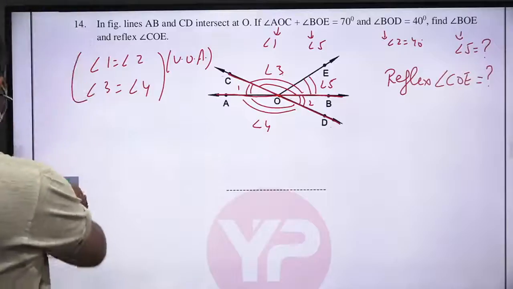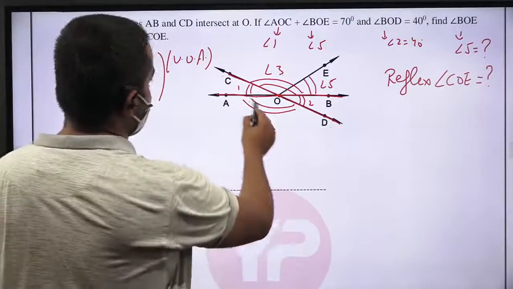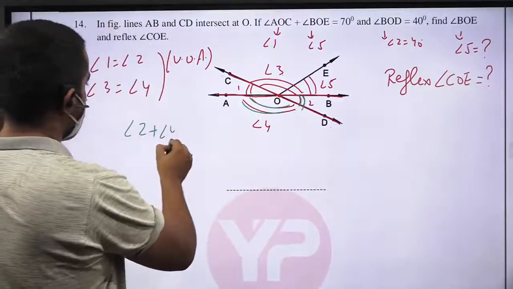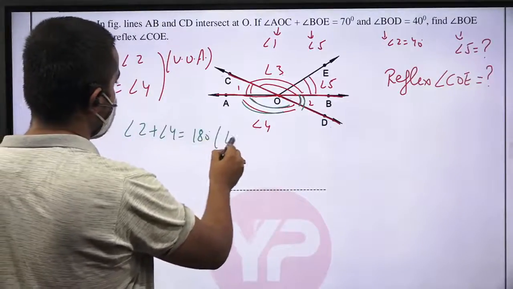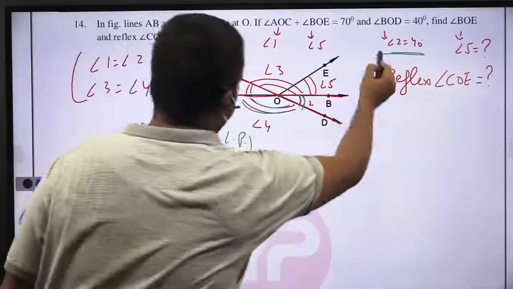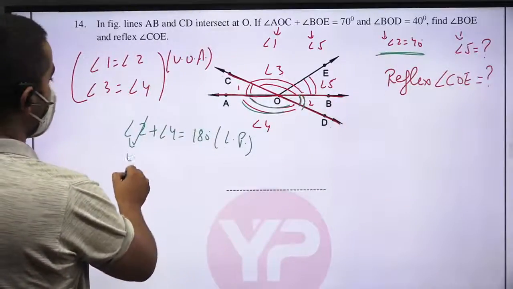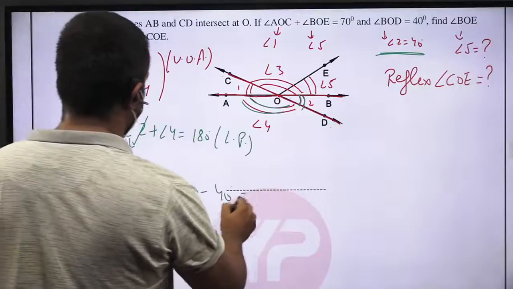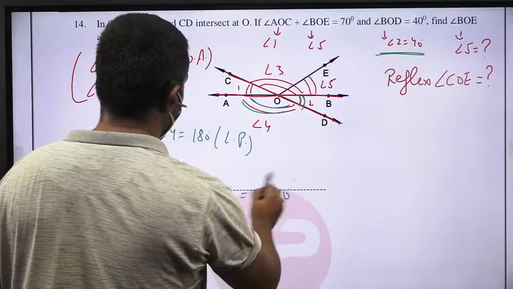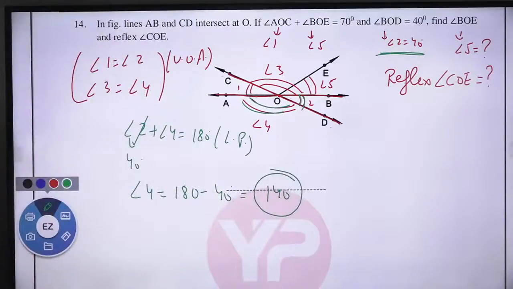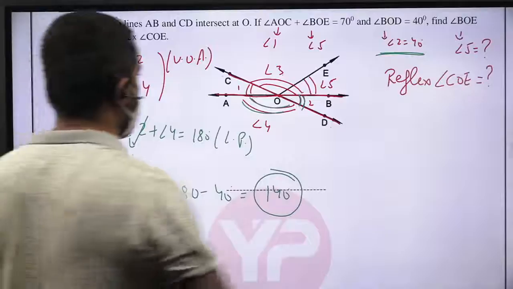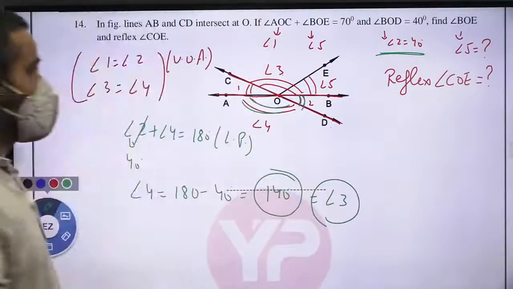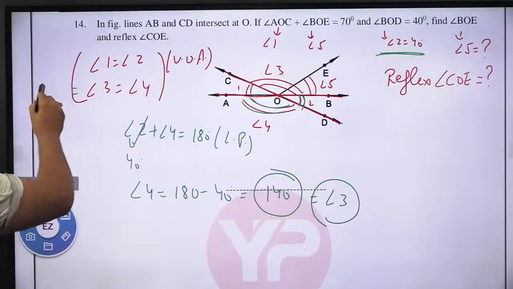Okay, so let's try to solve this question. Now see here, this angle 4 plus this angle 2 will form a linear pair, 180. We are given angle 2. Angle 2 is how much? That is 40 degree. So angle 4 is 180 minus 40, that is 140 degree. If angle 4 is 140, then angle 3 will also be 140. Yes or no? Angle 4 is equal to angle 3 is equal to 140 degree.